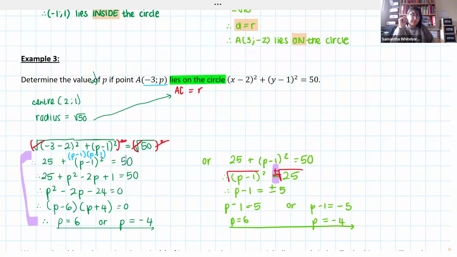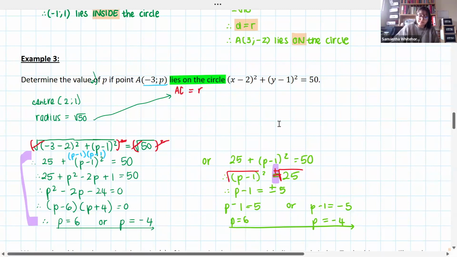Okay, so sometimes we do tell you the point lies on the circle, or give you information about where the point lies, and you have to go and work out from there. Okay, so let's take a screenshot, and then let's have a look at our next example.